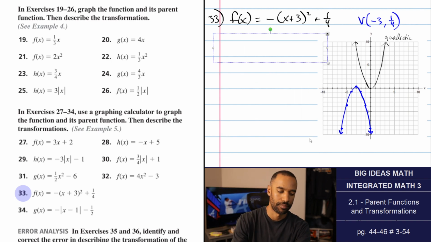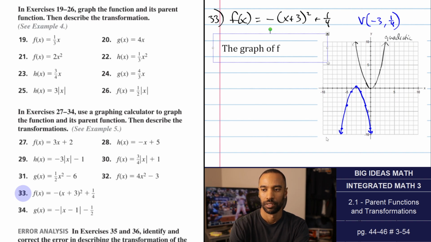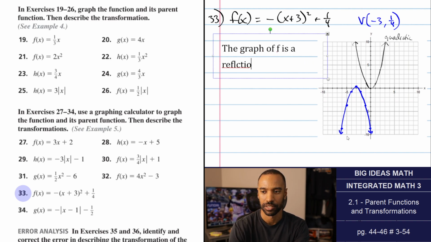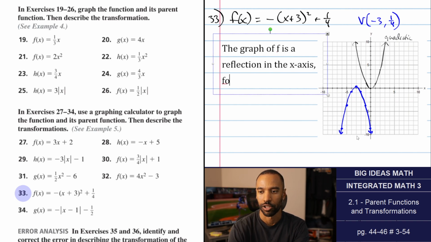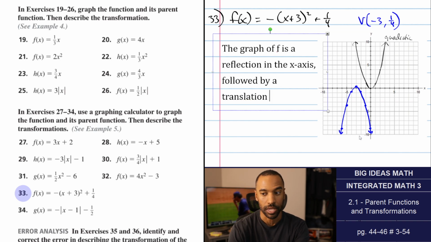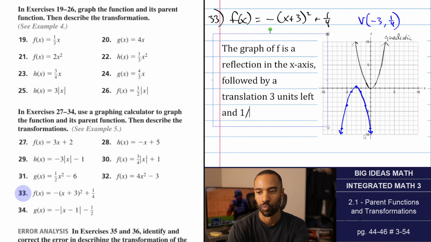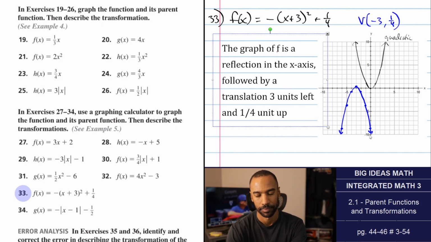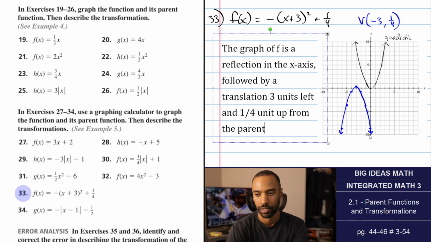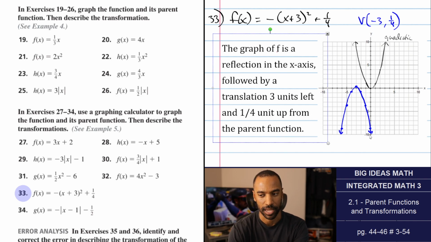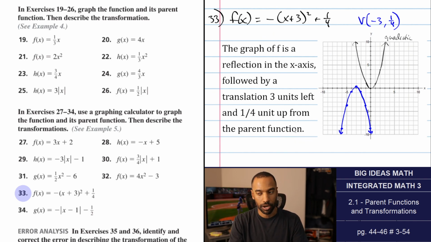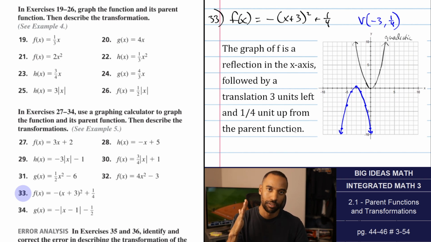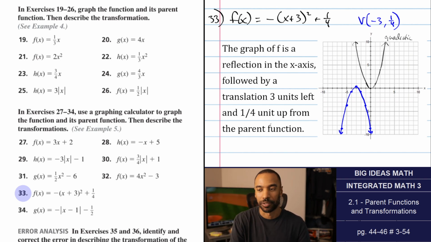So the graph of F is a reflection in the x-axis, followed by a translation 3 units left and 1/4 unit up from the parent function, right? I may say that's the vertex, but every point goes 3 left, a quarter up. That's it. All right, last one's number 34.